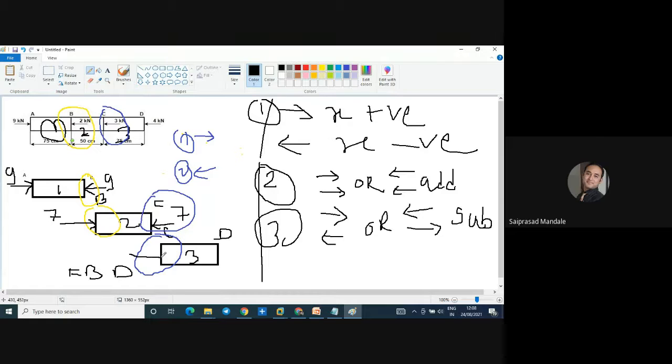So how much am I going to apply? 4. Why 4? Because 7 minus 4 is equal to 3. So I'm going to apply a force equal to C. Let us check the quantity of C, which is 3. Right now I'm applying 4 for balancing purposes. If this quantity and this quantity are the same, your answer is correct.